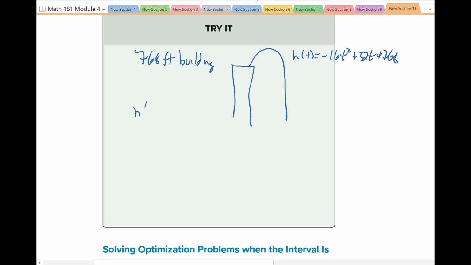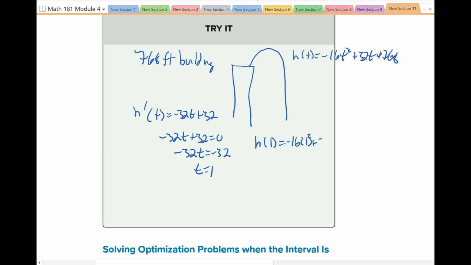So we do the derivative h prime of t. It's going to be negative 32t plus 32. So we take negative 32t plus 32 and set it equal to 0. Negative 32t equals negative 32, where t equals 1. So h of 1 is going to be negative 16 times 1 squared plus 32 times 1 plus 768. And the answer is it gets up to 784 feet.